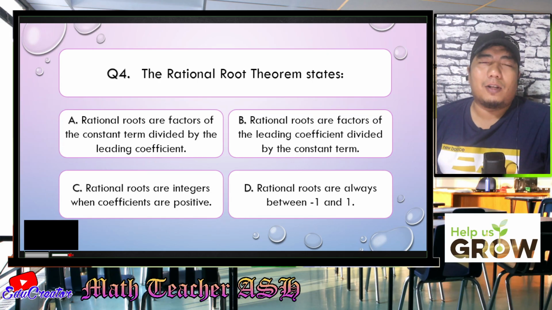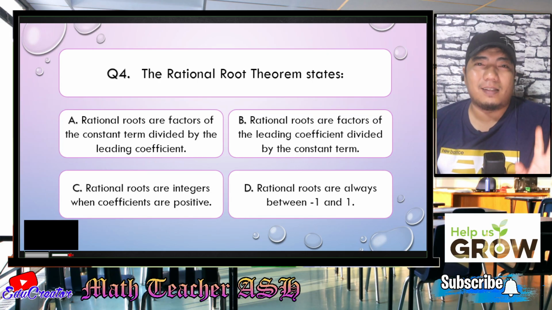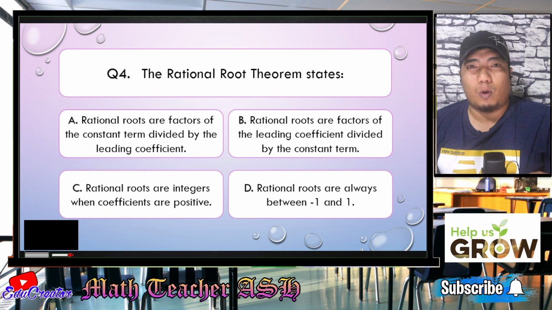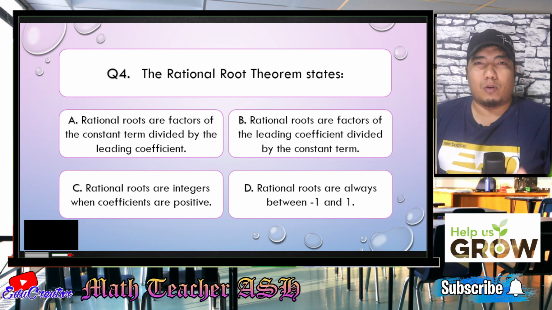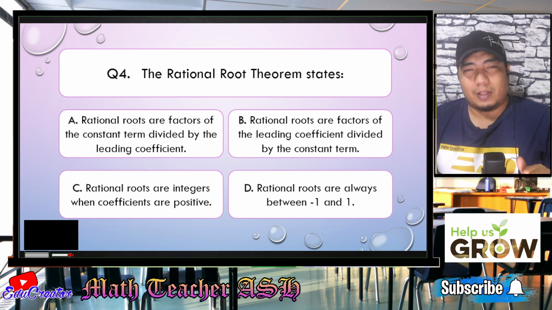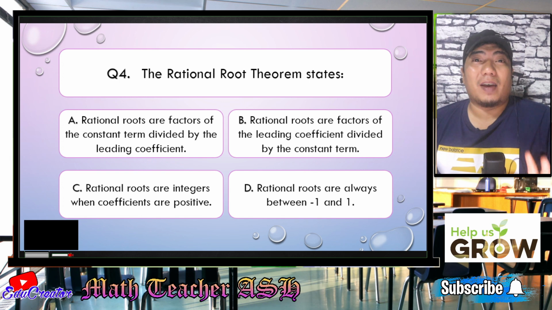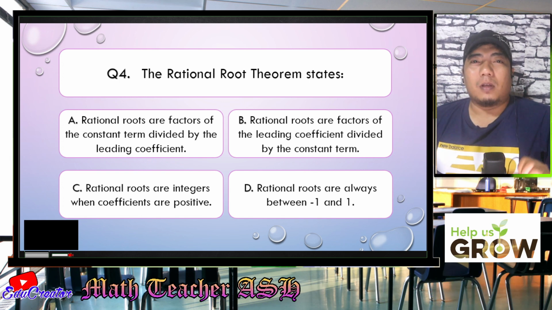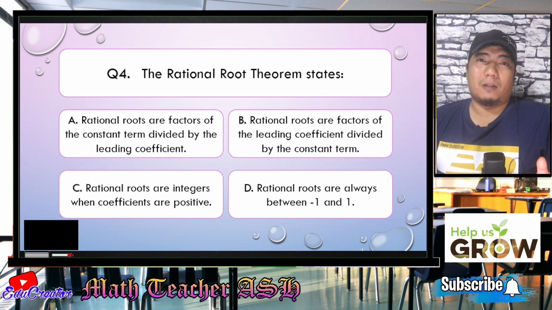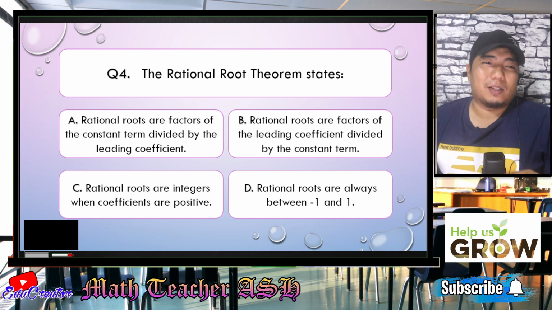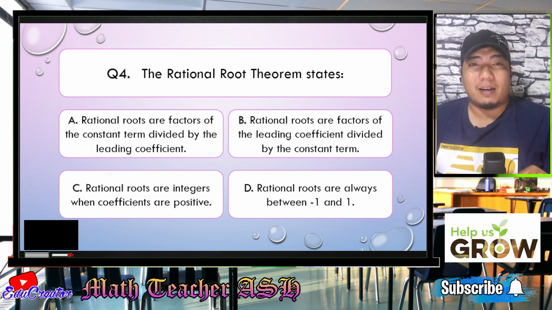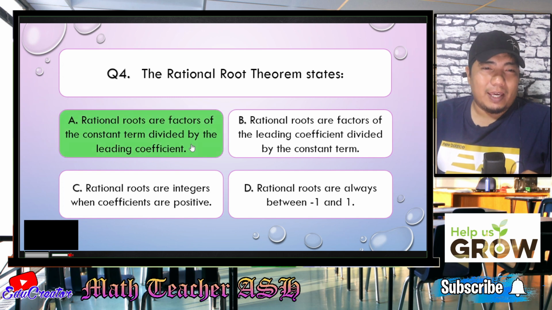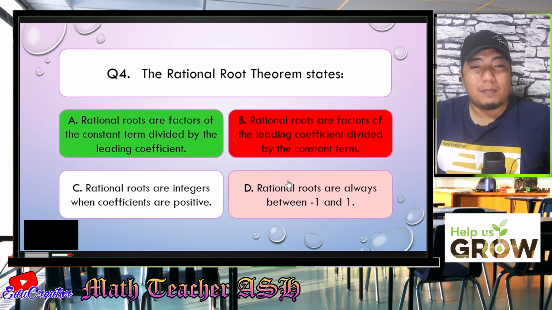Alright, my dear math learners, the technique here in answering this question is very, very simple. Why? Because talking about the rational root theorem, when we say rational root, it means that you will be dividing your constant term by its leading coefficient, so making your leading coefficient equal to 1. Therefore, the correct answer here is letter A. Alright, we are correct, my dear math learners.